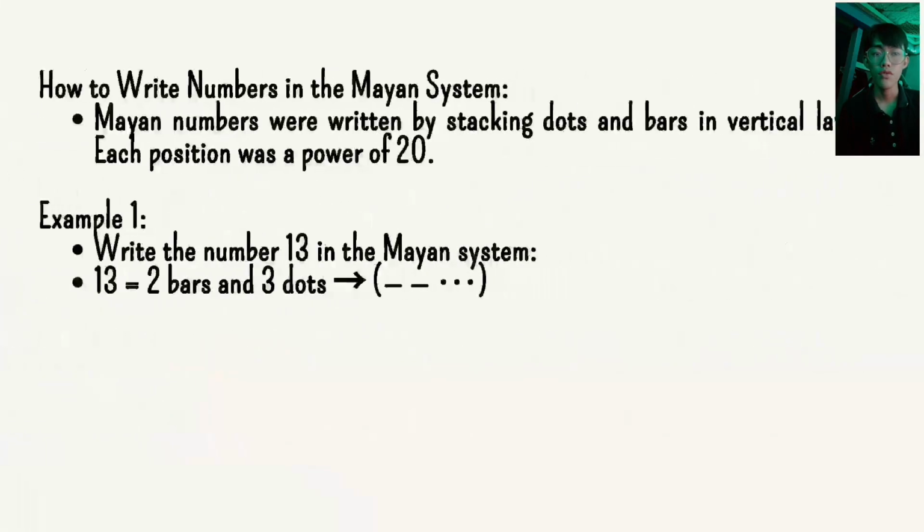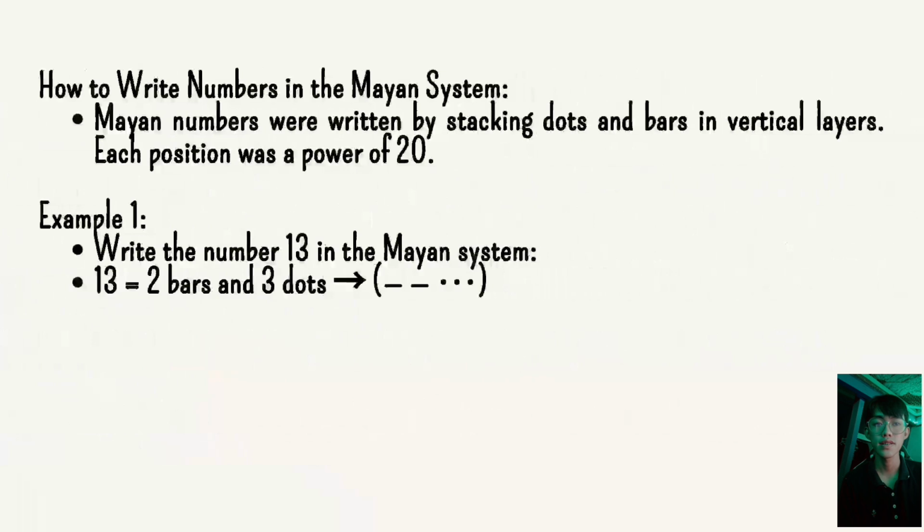So how to write numbers in the Mayan system? Mayan numbers were written by stacking dots and bars in vertical layers. Each position was a power of 20. So, for example, write the number 13 in the Mayan system. So, 13 uses 2 bars and 3 dots, so this is how you write them.